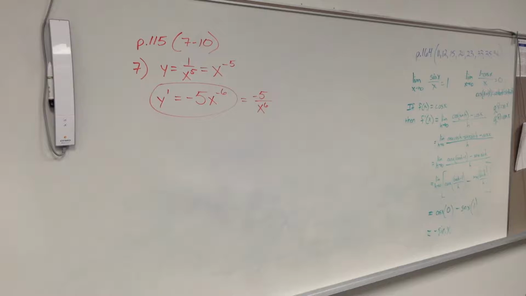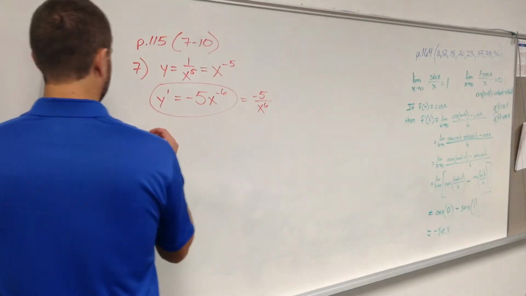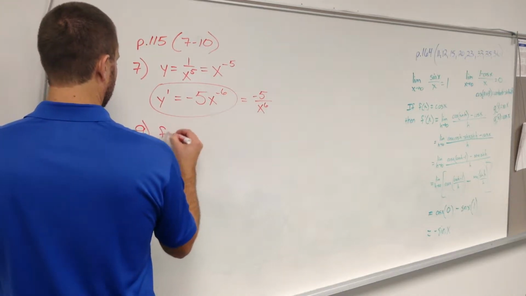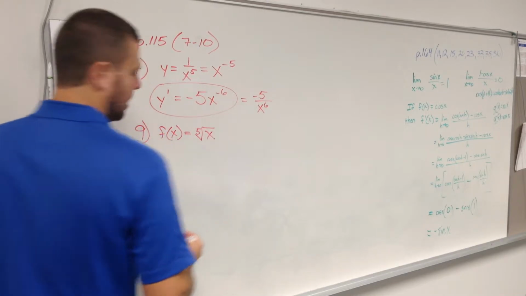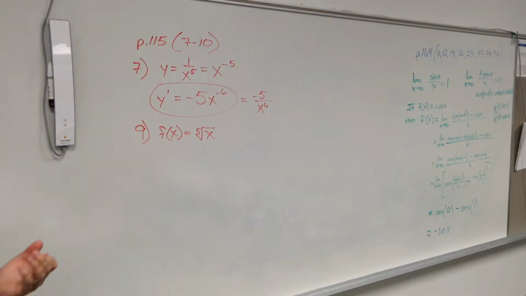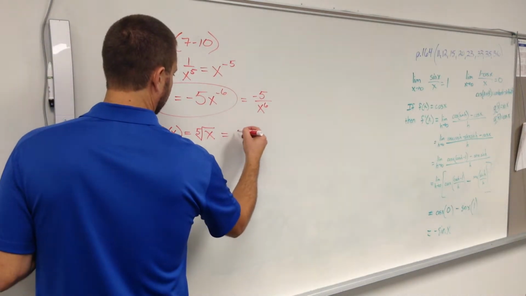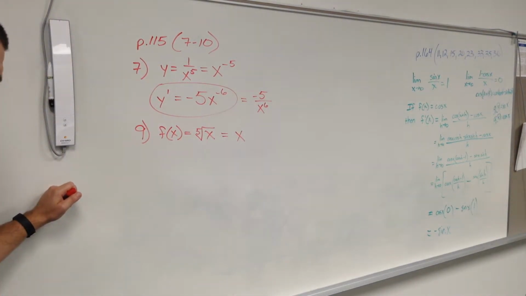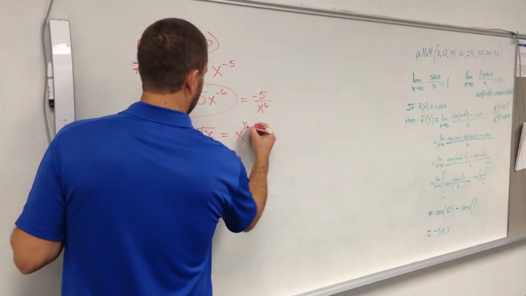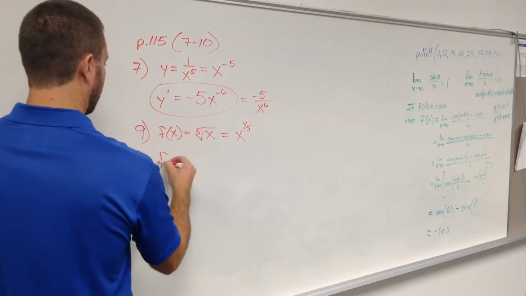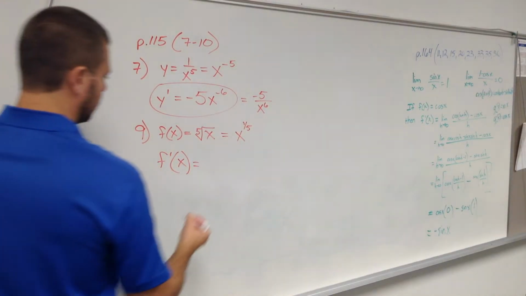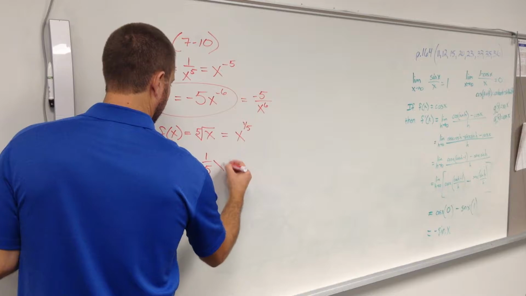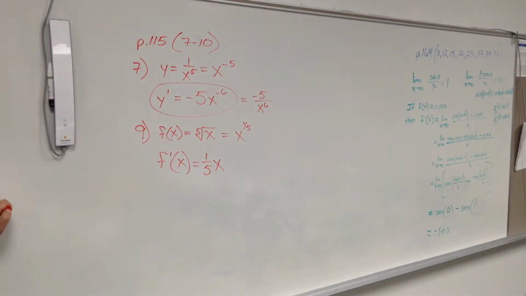Number 8 is nearly identical. Number 9 is the 5th root of x. So f of x equals the 5th root of x. Again, this will just take a rewrite at the start. The 5th root is really x raised to what power? 1/5. So now we're still going to go ahead and use our power rule. The 1/5 gets brought to the front. So now I'll have 1/5 x to what power?